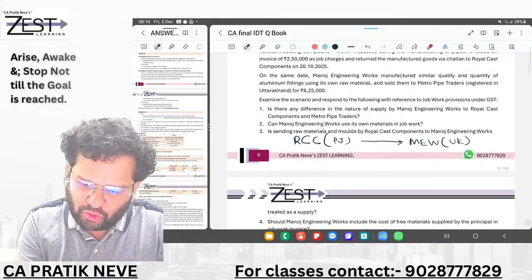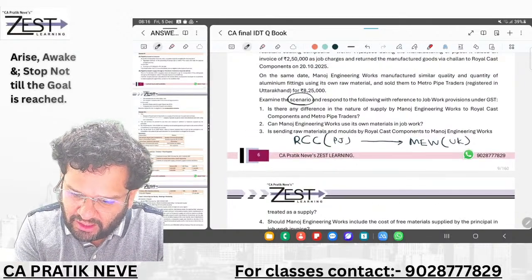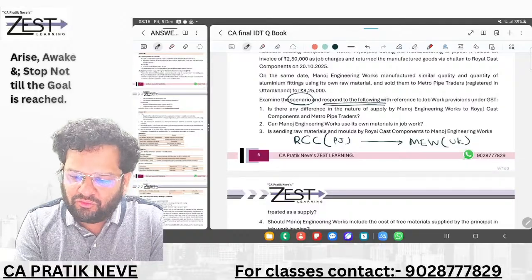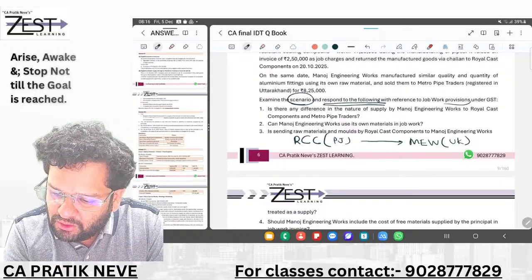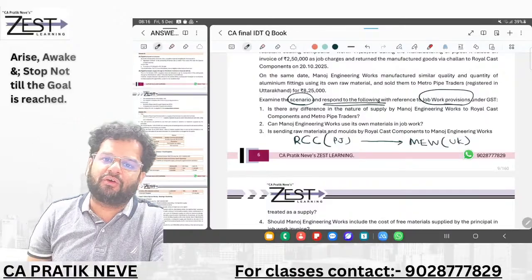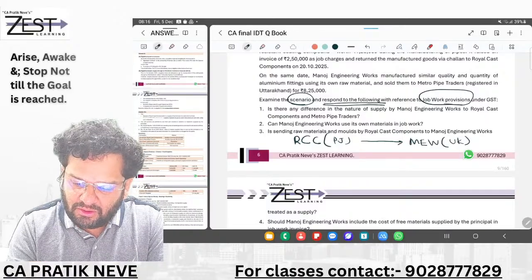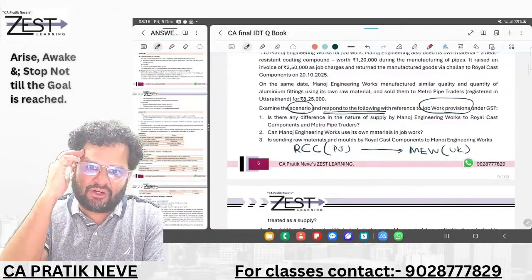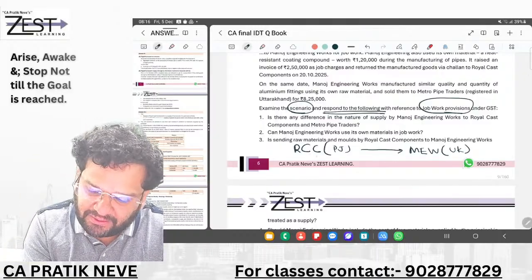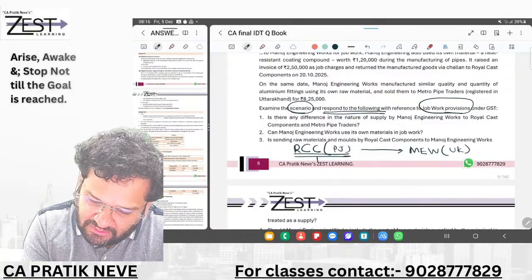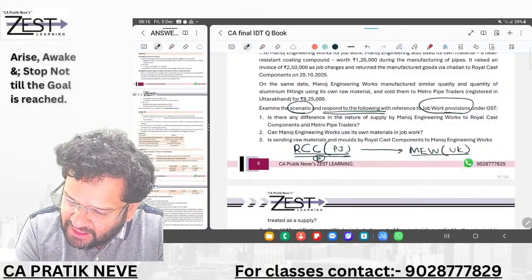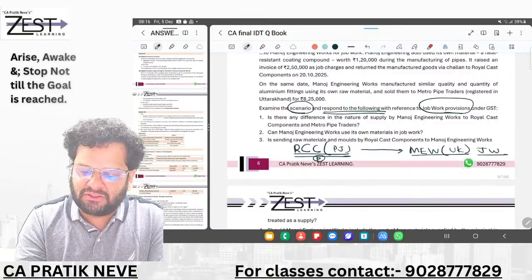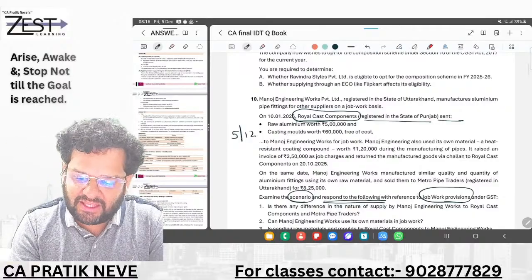Examine the scenario and respond on the following. First, with reference to job work provisions, we will have to structure out in our mind what exactly is happening. So RCC is the principal and MEW is the job worker. Let's try to figure out what is happening.